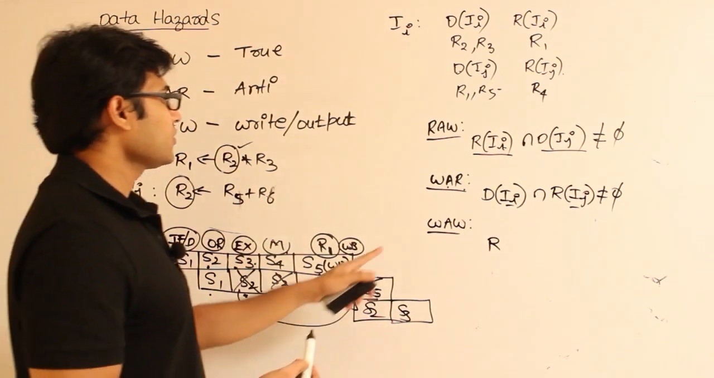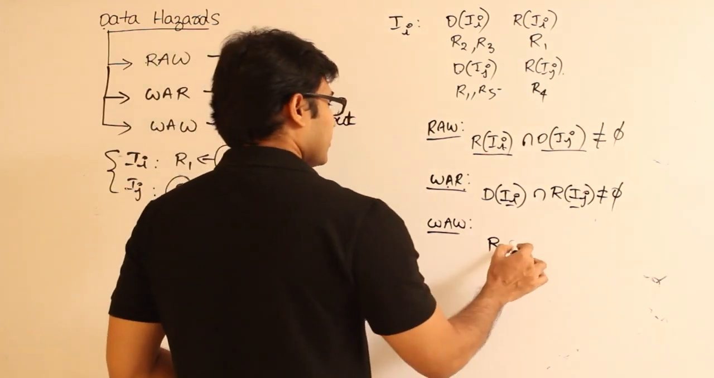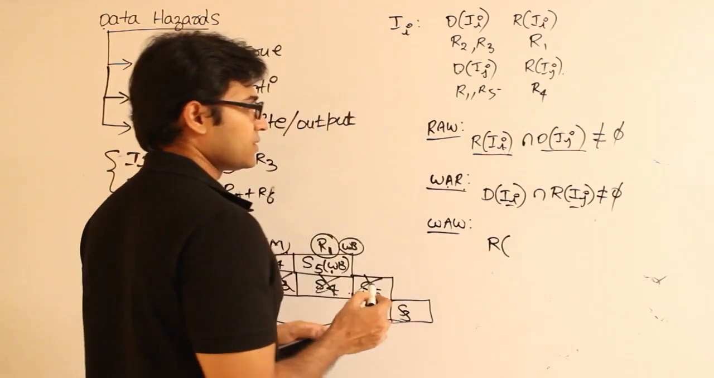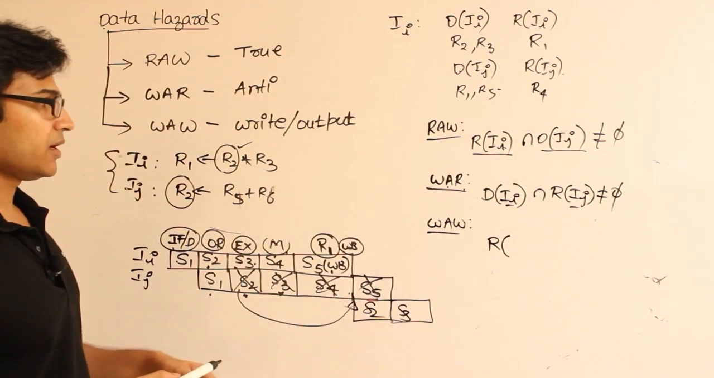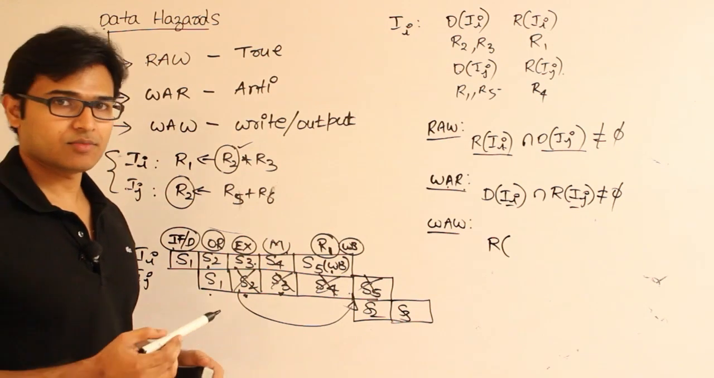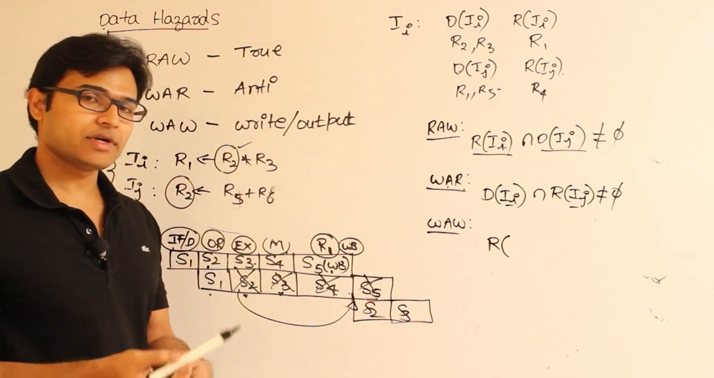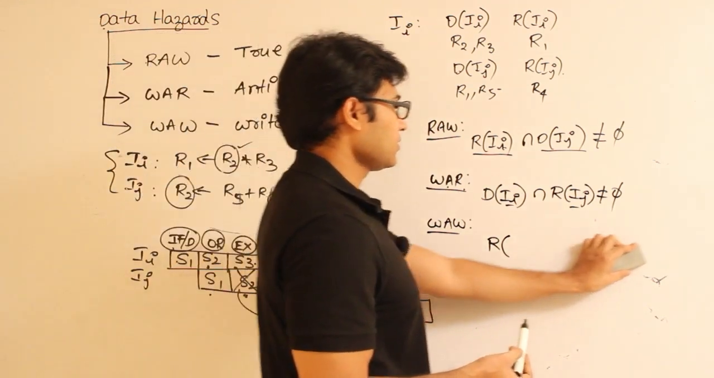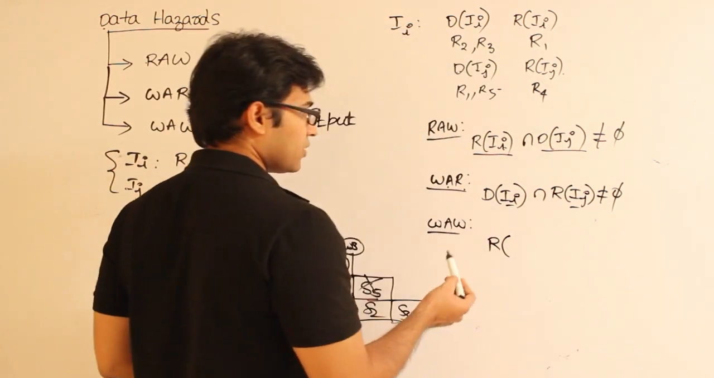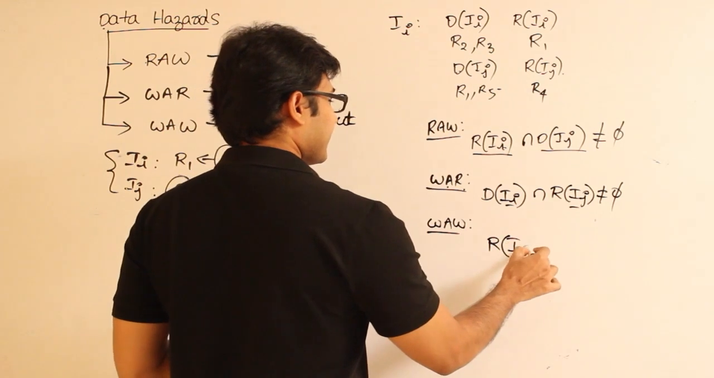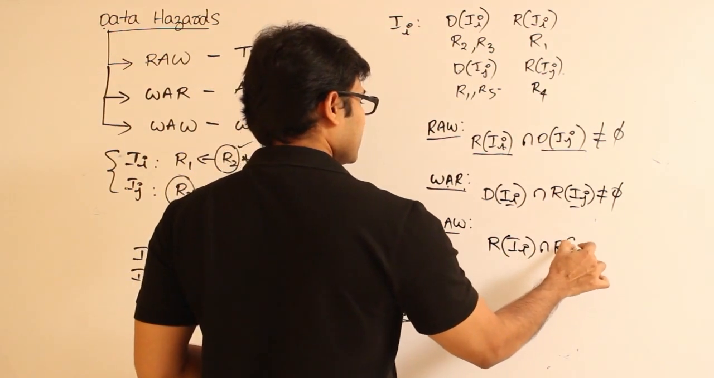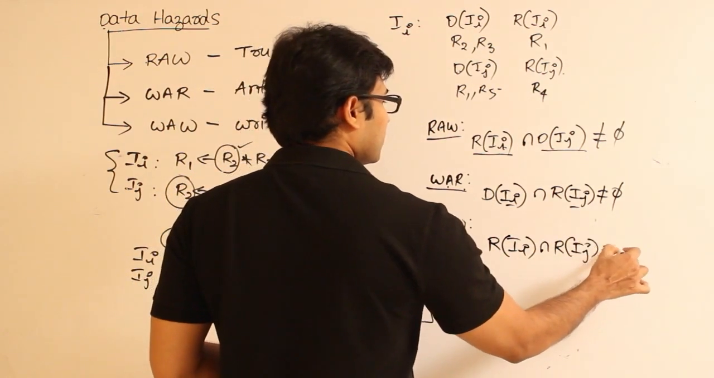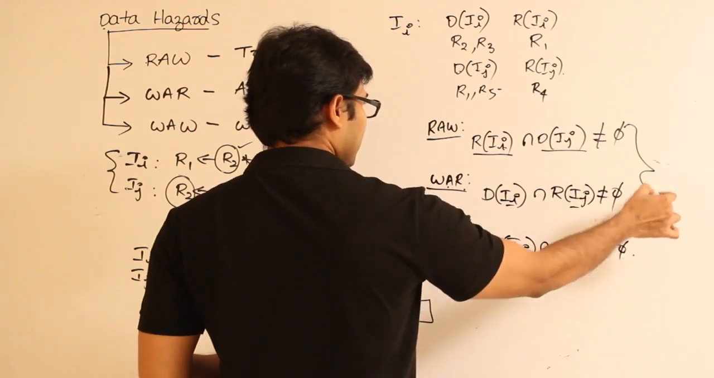And what about write after write dependency? Both of them are trying to write into the same register or the same operand, but the instruction which is supposed to write later is going to write earlier than the other one, prior to the other one. So how can I write it? Both are going to have the range only: the range of Ii intersection range of Ij is not equal to 5. So these are the conditions.